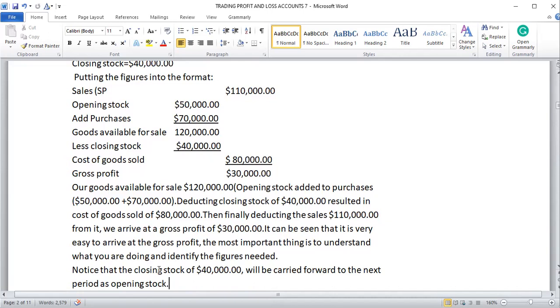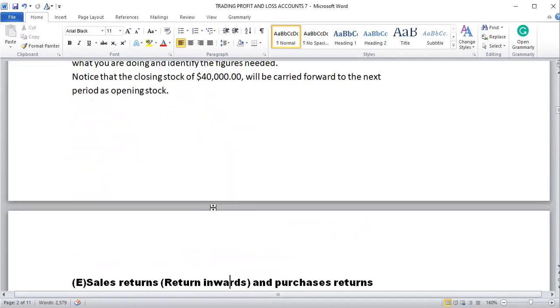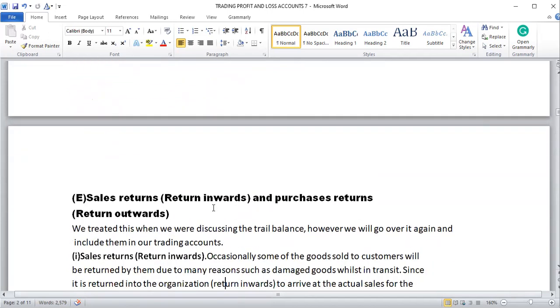Then you arrive at your gross profit or loss. Notice that the closing stock of $40,000 will be carried forward to the next period as opening stock. So we have a closing stock of $40,000. It will be carried on to the next month as opening stock.